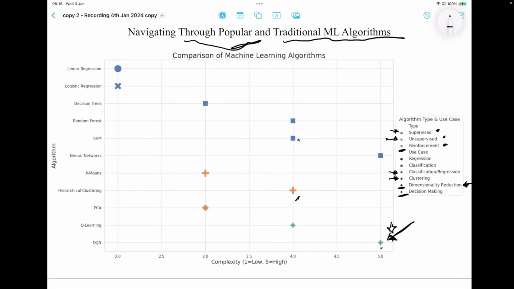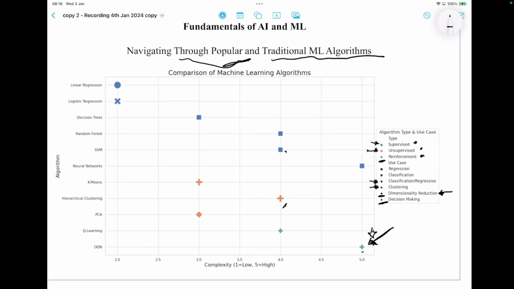And with that key, we're going to be able to analyze the most popular and the most traditional models and categorize them into supervised, unsupervised, or reinforcement learning. Also, there is this level of complexity, from 1 being the lowest to 5 being the highest. So here is the highest. And what are the lowest artificial intelligence machine learning models in terms of complexity?